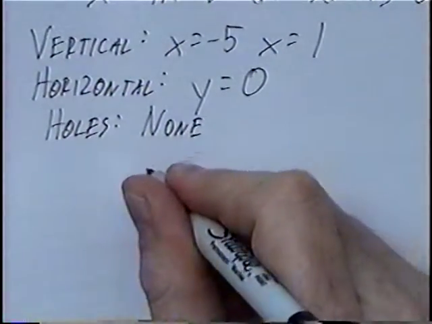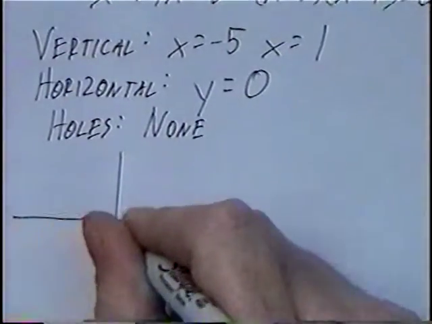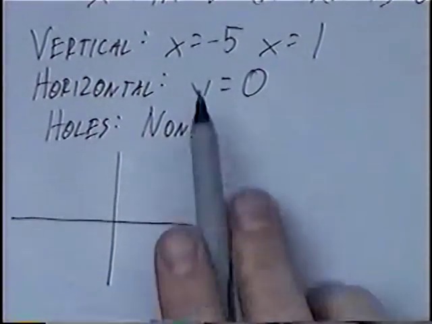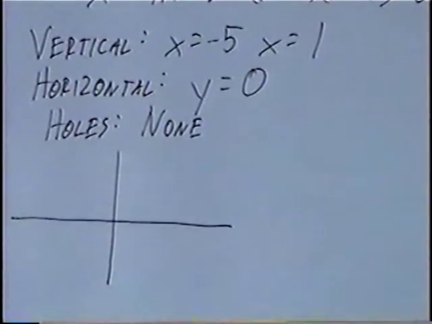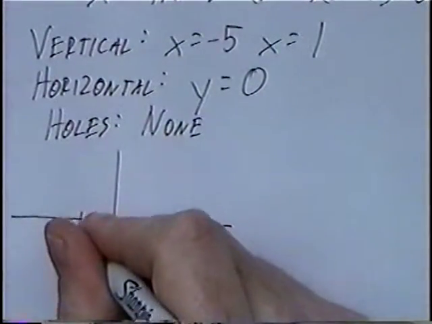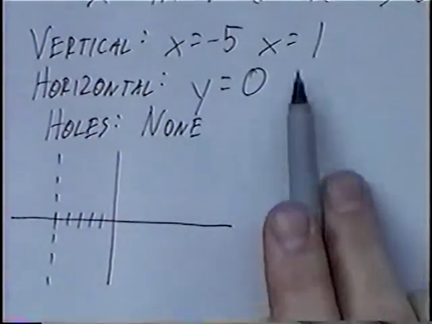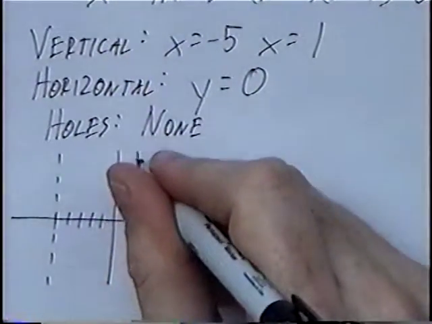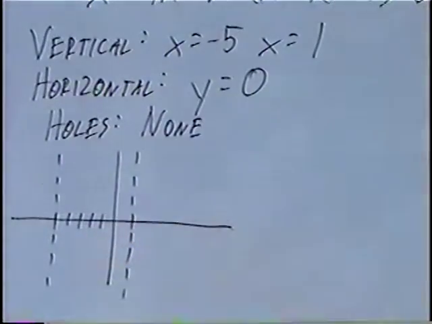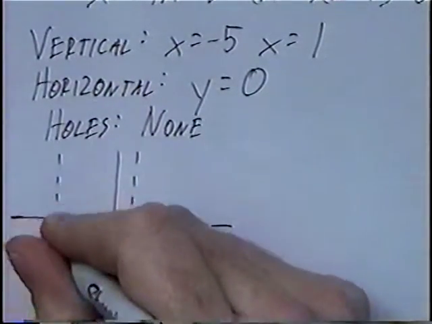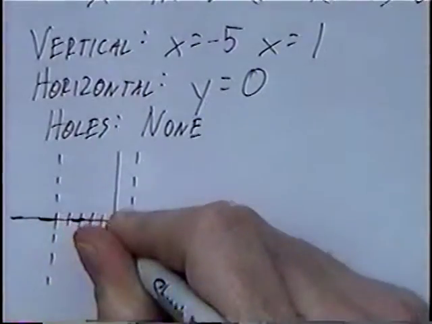Graphing from here, we can draw the xy axis. Two vertical asymptotes, so we'll draw two vertical lines, one at negative 5 and the other at positive 1. The horizontal asymptote, y equals 0, will be the dashed line going across the x-axis.